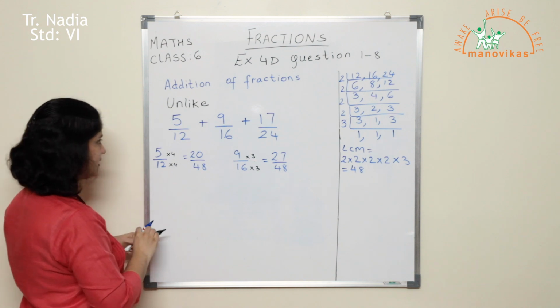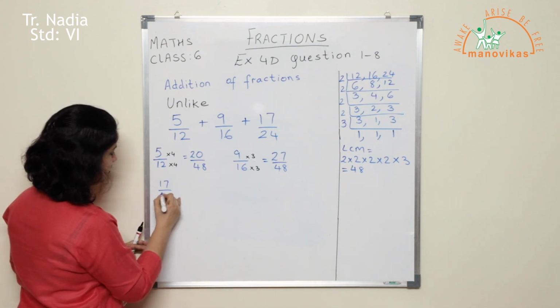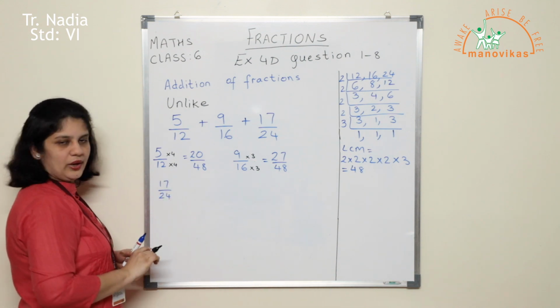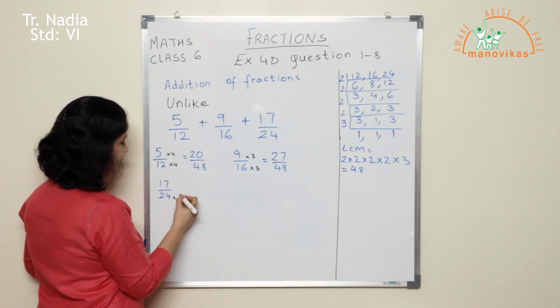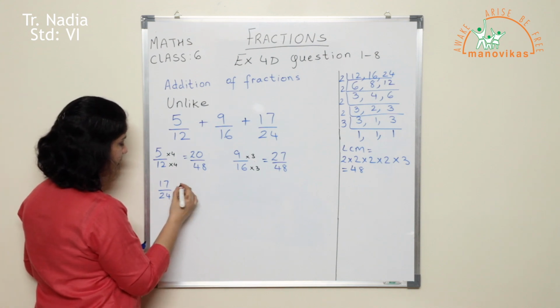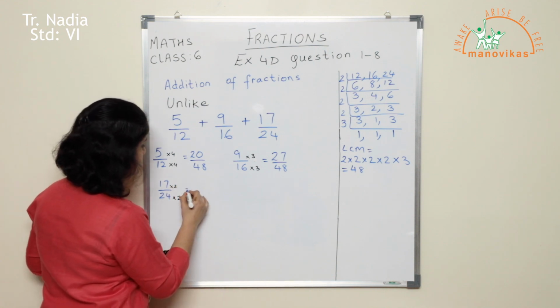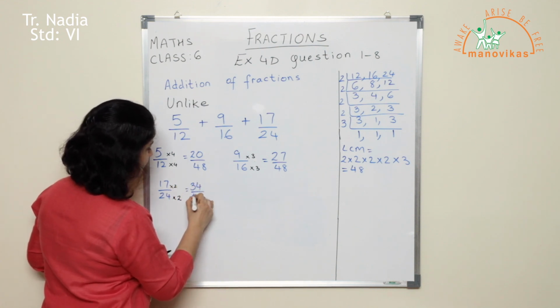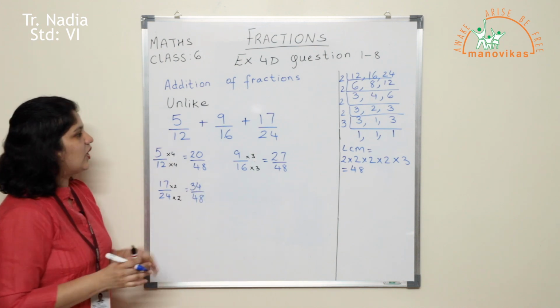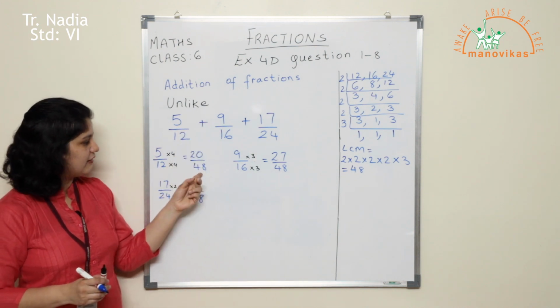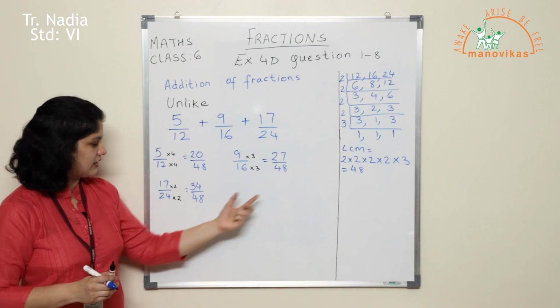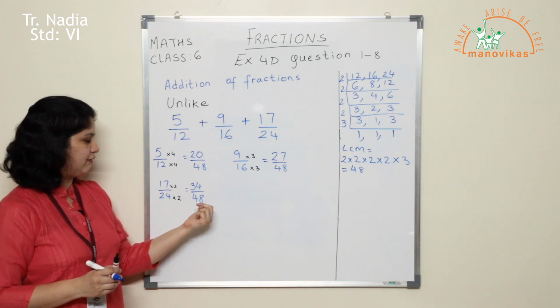And then we have the last one, that is 17 upon 24. 24 multiplied by what will give me 48? It's 24 twos are 48. So 17 also should be multiplied by 2. So this becomes 34 upon 48. Now the three unlike fractions, I have got the like fraction for all the three unlike fractions.